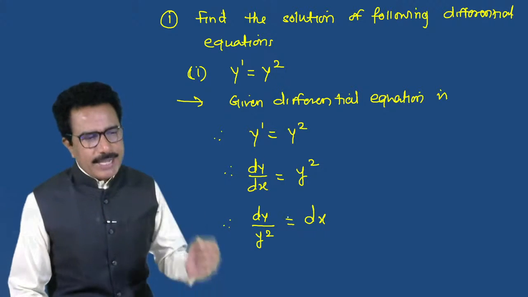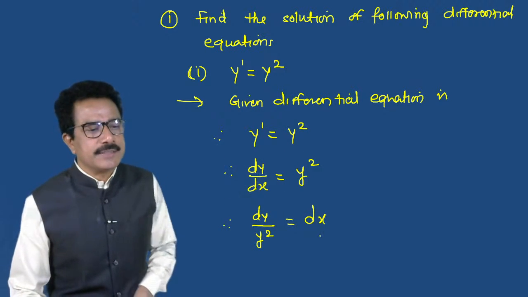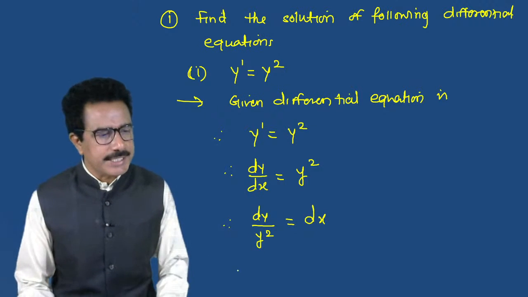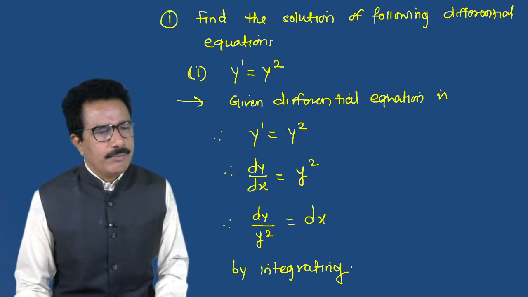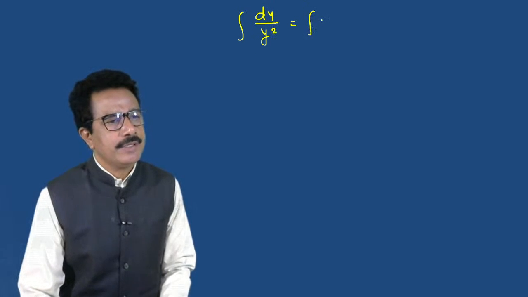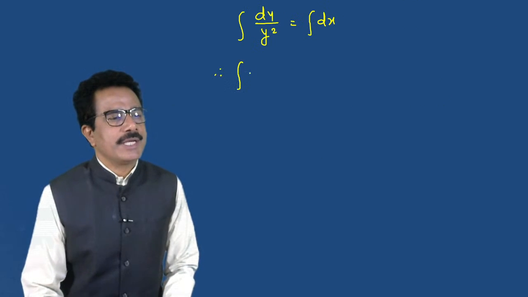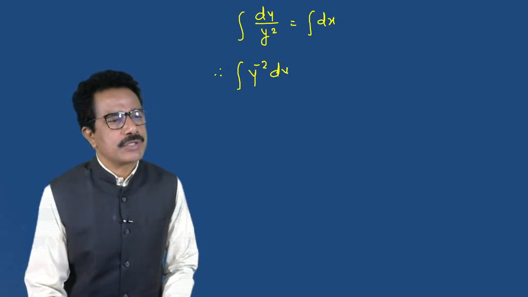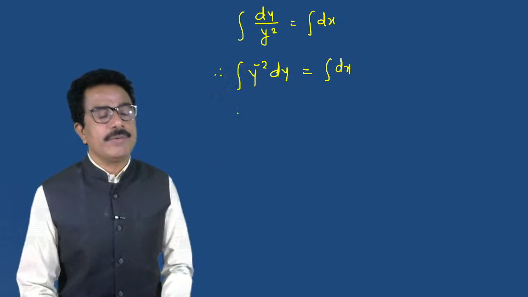While separating variables, collect all the terms of y on the left and all the terms of x on the right. Now take the integration by integrating. So we get the integration of dy upon y square equals the integration of dx. We can't directly integrate 1 upon y square, so 1 upon y square can be written as y raised to minus 2.